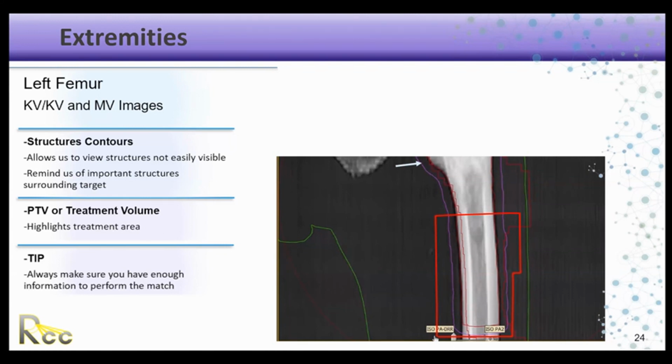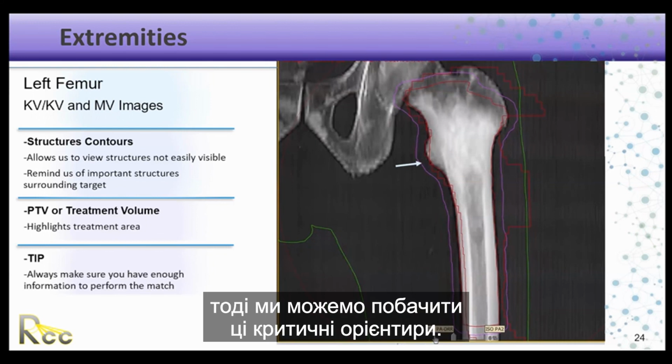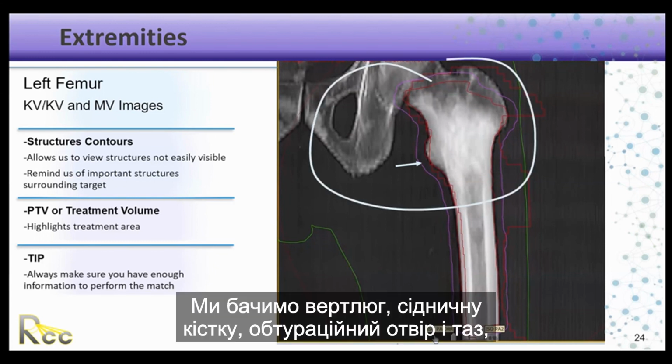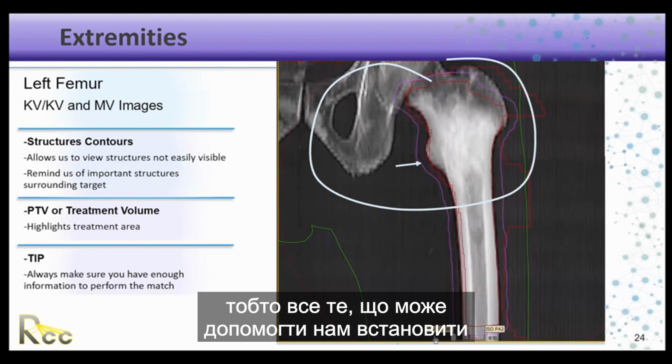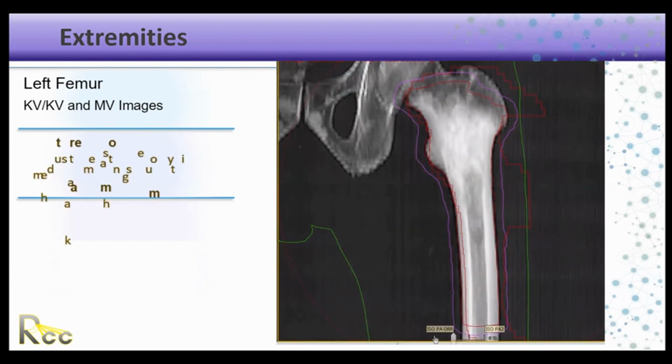So again, when we have the information that we need, then we can see those critical landmarks. We can see the trochanters, the ischium, the obturator foramen, and the pelvis, all that good stuff that can help us establish that superior-inferior. So always use that.